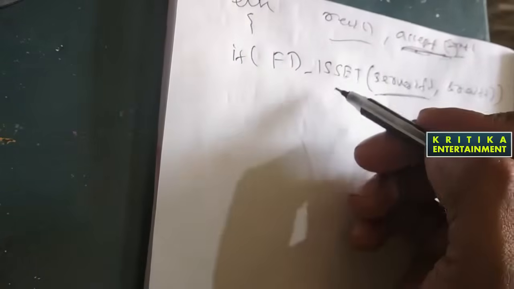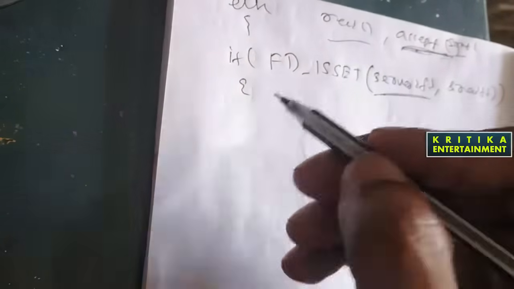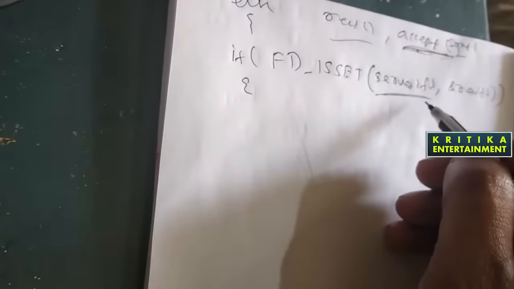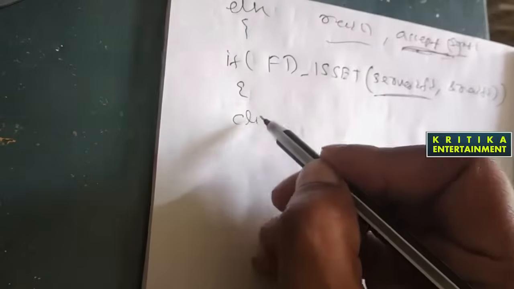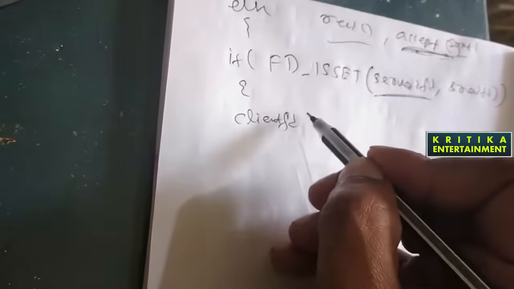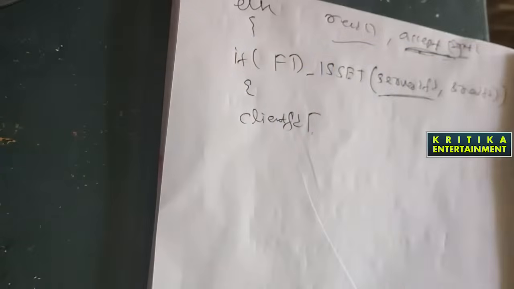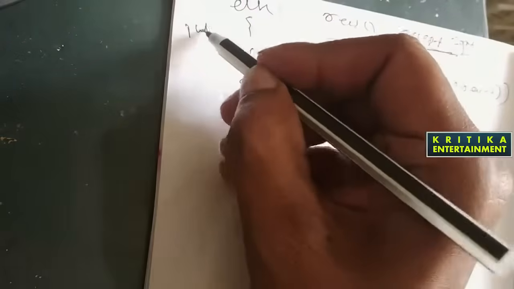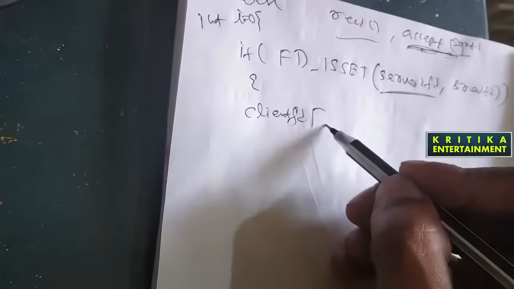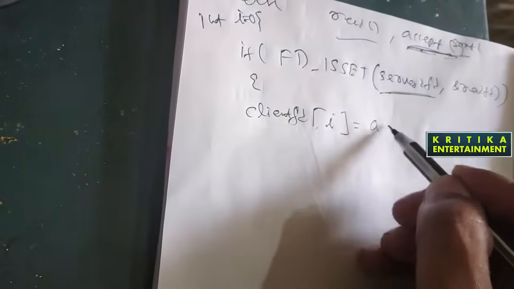So yes, if data is available, that means a client wants to connect. Now client FD is an array. Here I will declare the client FD array. You can check it. I have declared one variable, suppose at the top of the while loop: int i equals 0.